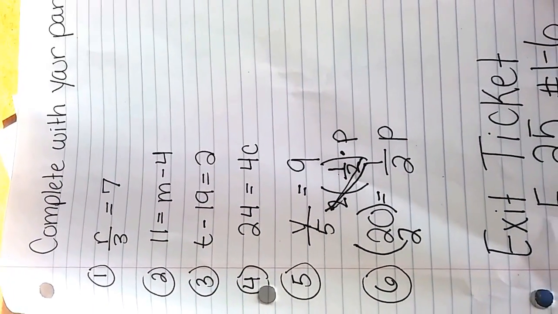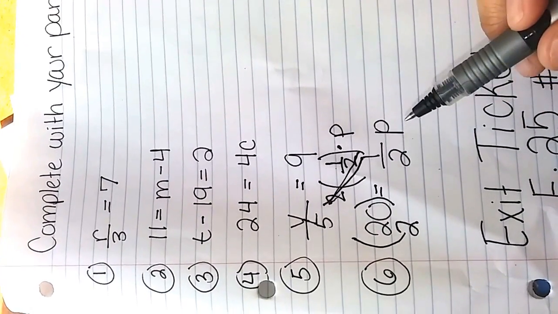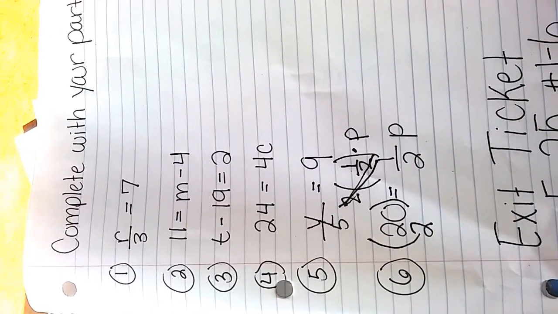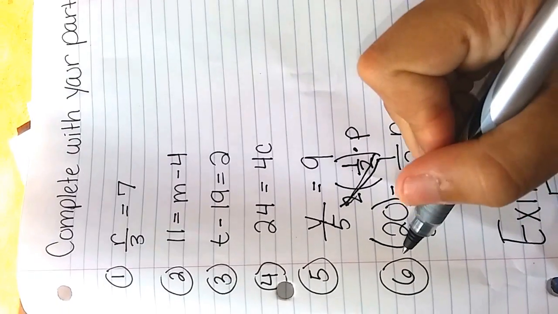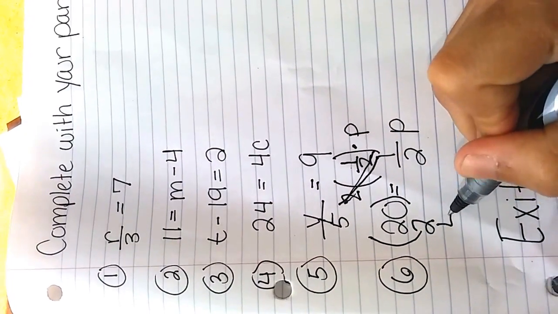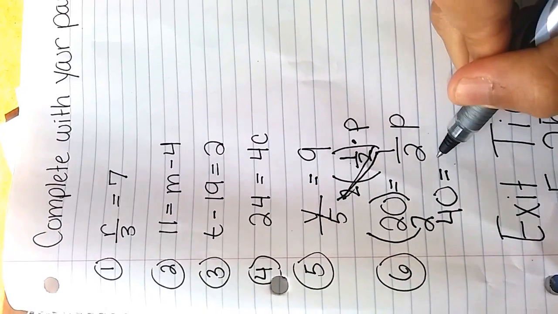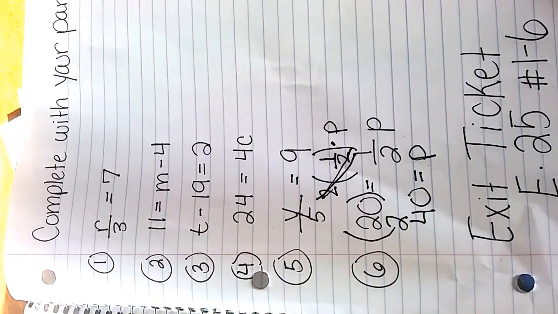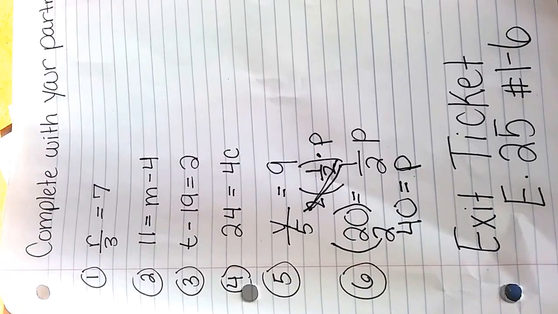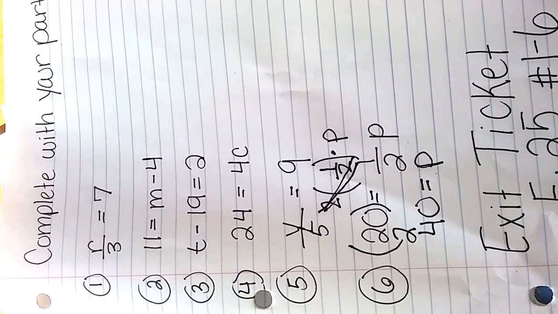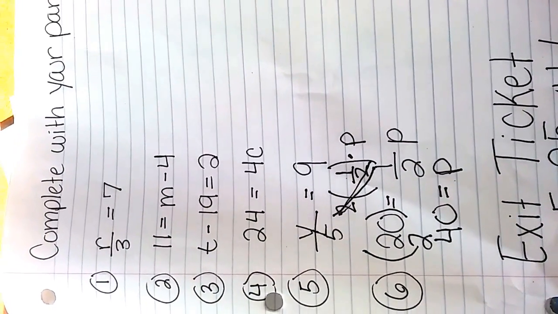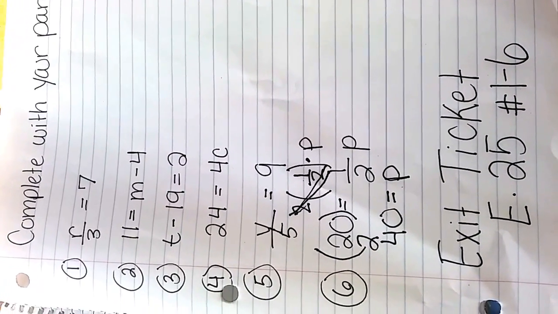I'm working this one out for you, but make sure you understand this one because you will see one very similar to it in a second. So we're going to do 2 times 20 gives us 40, and that equals p. Okay? Make sure you plug it in to make sure it's the correct answer. Go ahead and work these out with your partner, and I will have the next video uploaded in a few.